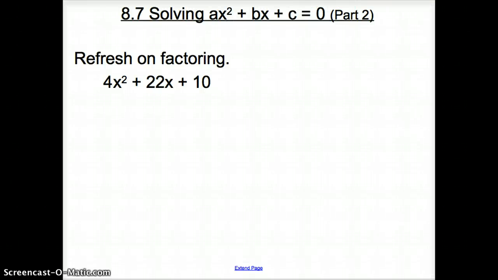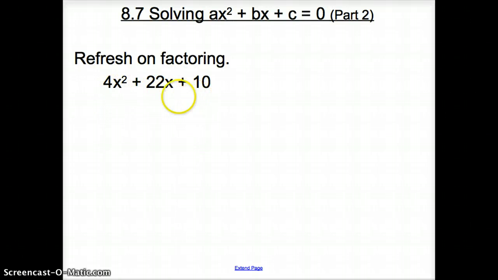Welcome, ladies and gentlemen, to section 8.7, Solving Quadratic Equations, Part 2. But before we actually get into solving quadratic equations, I want to take a little refresher course on factoring. Again, the very first thing I want you to do is to follow your steps.